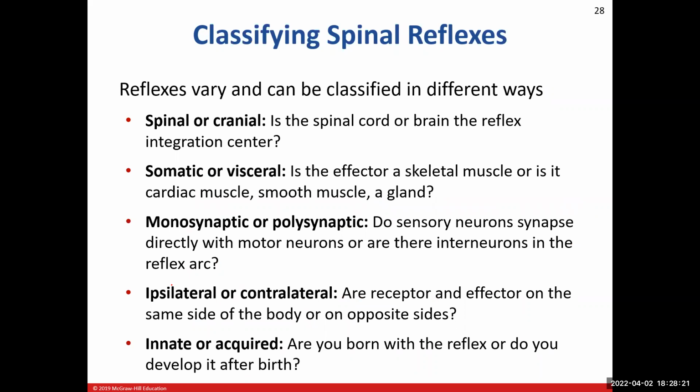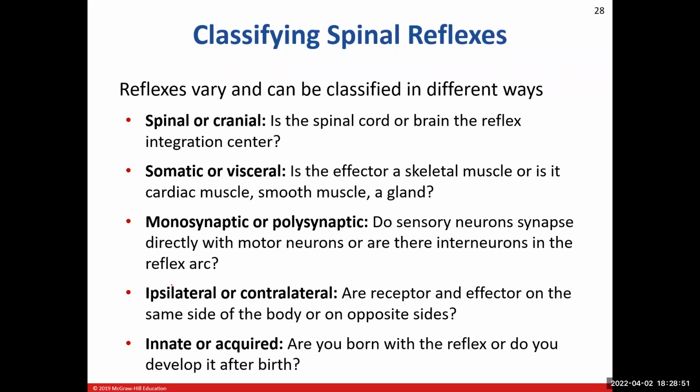All right, so how do we classify some of our spinal reflexes? Several ways. How do we classify our reflexes in general? Reflexes can either be spinal or cranial. That means if we're going to involve the spinal cord, there'll be a spinal reflex. If we're going to involve the brain, that'll be a cranial reflex. It really depends what your integration or control center is going to be. Spinal reflexes don't involve the brain necessarily.